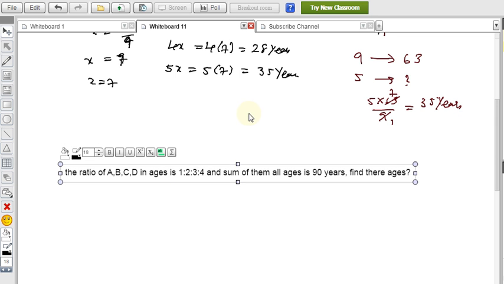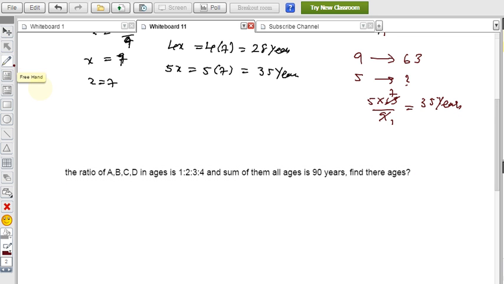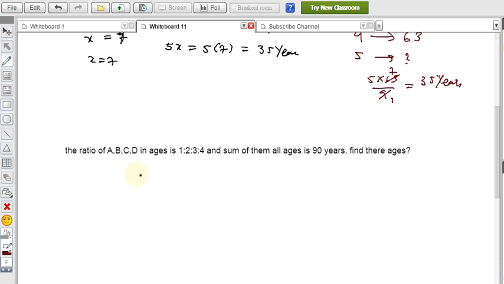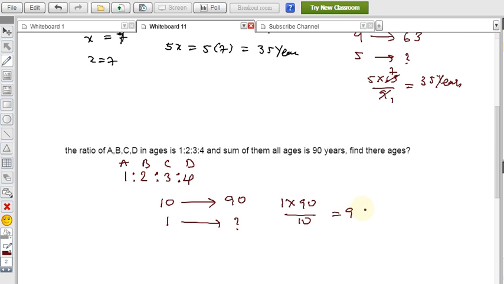If you go for the shortcut way, 1:2:3:4. The total sum is 1 plus 2, 3, 3 plus 3, 6, 6 plus 4 is 10. For the total ratio of 10, the sum is 90. Then for ratio 1, that is A, how much? 1 into 90 by 10, that is 9 years after cancellation.